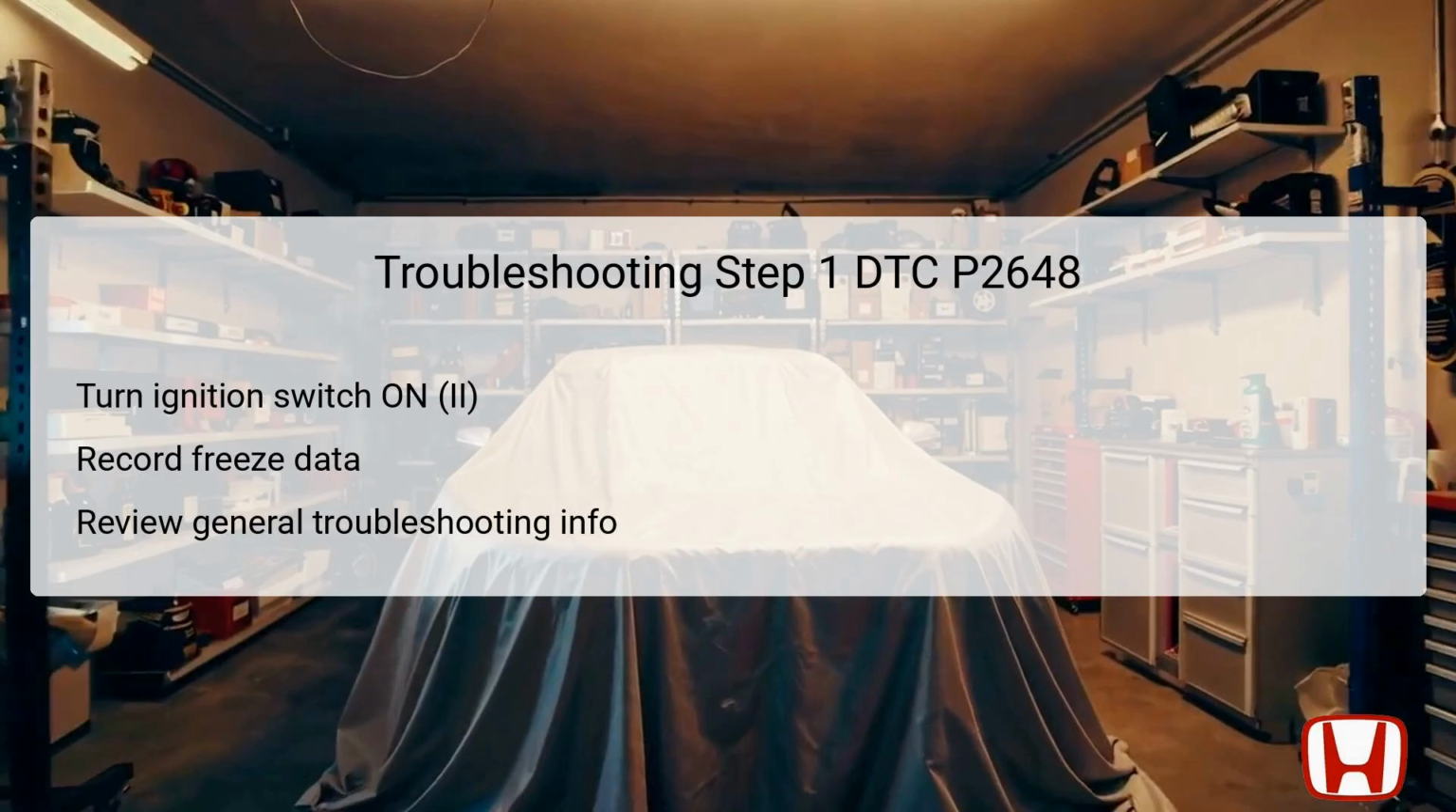The first step in troubleshooting the P2648 code involves turning the ignition switch to the ON position. This action powers the vehicle's electrical systems without starting the engine.